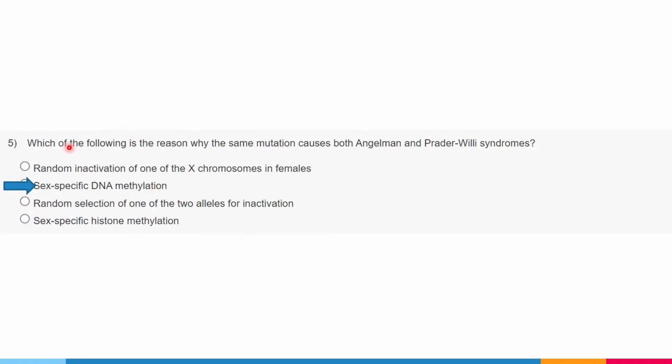And thus, which of the following is the reason why the same mutation causes both Angelman and Prader-Willi syndromes? The answer is sex-specific DNA methylation, or genetic imprinting.